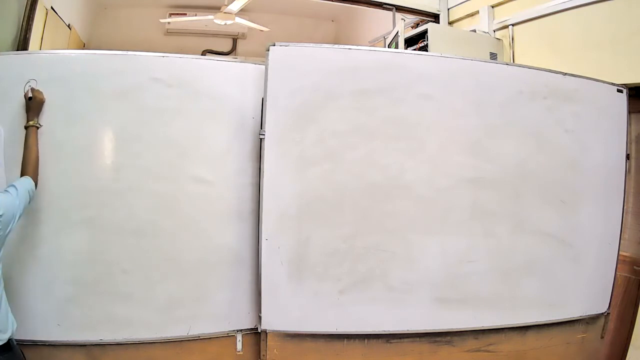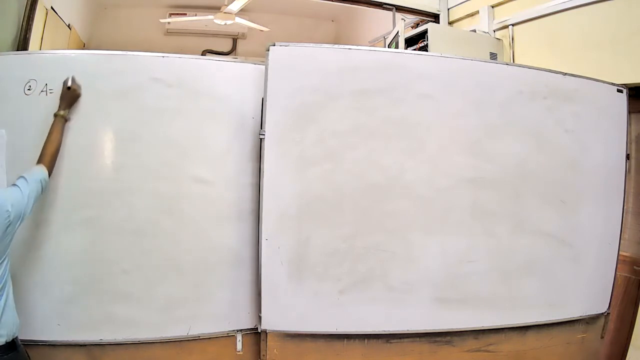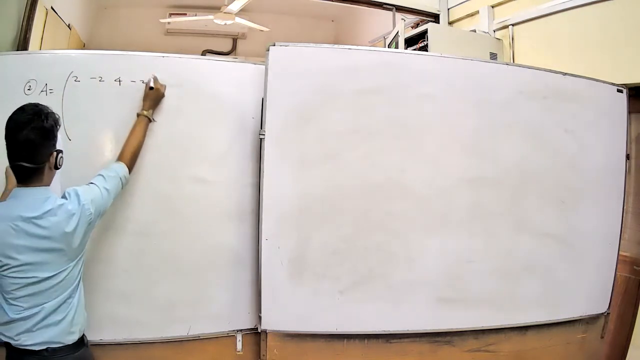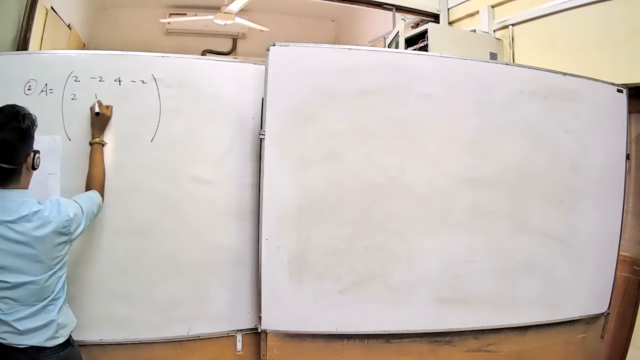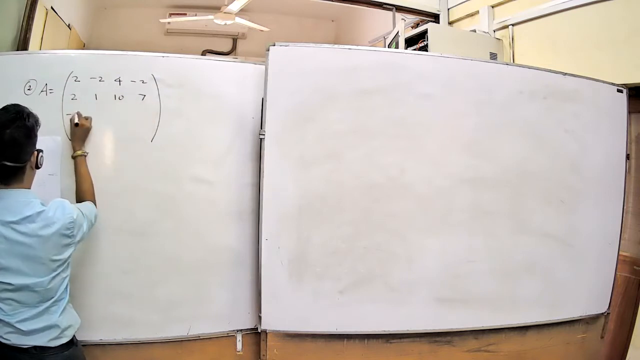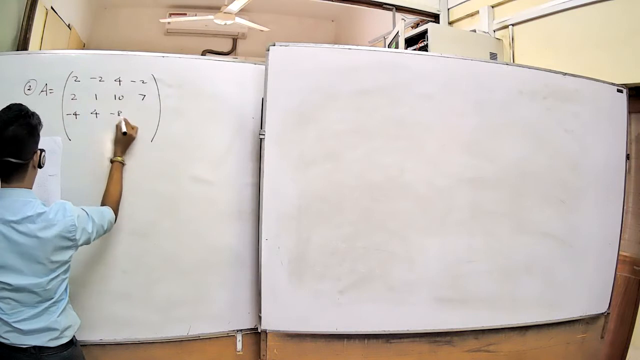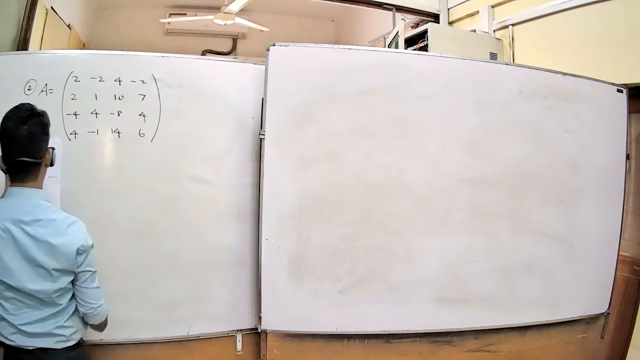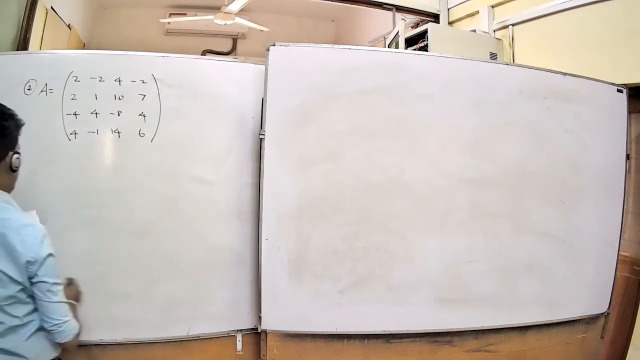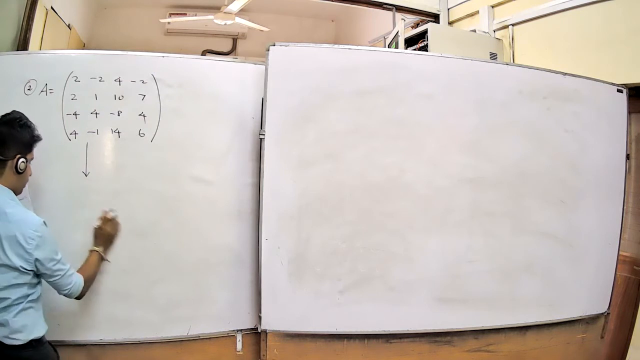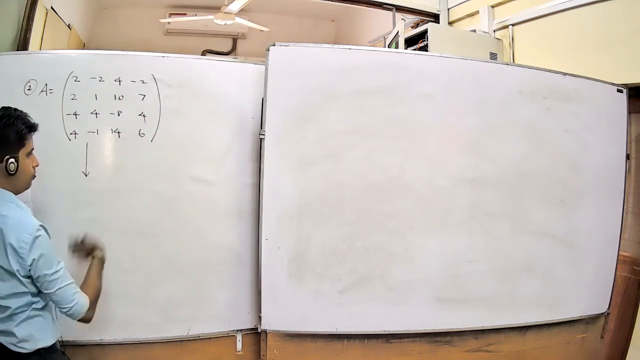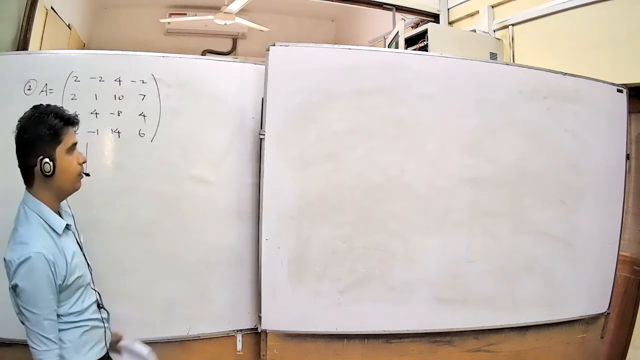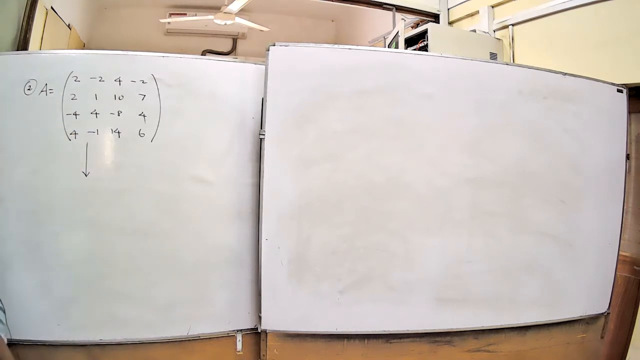Another question. This matrix is given by 2, minus 2, 4, minus 2, 2, 1, 10, 7, minus 4, 4, minus 8, 4, 4, minus 1, 14, 6. Now, you can do some row operations. First, you get the row echelon form, then you can get the row reduced echelon form.